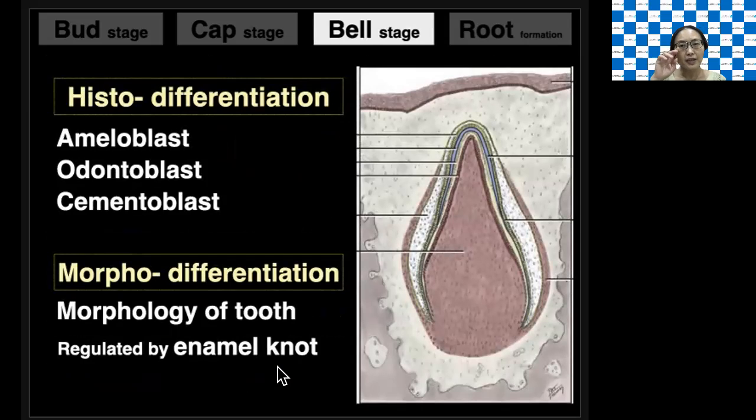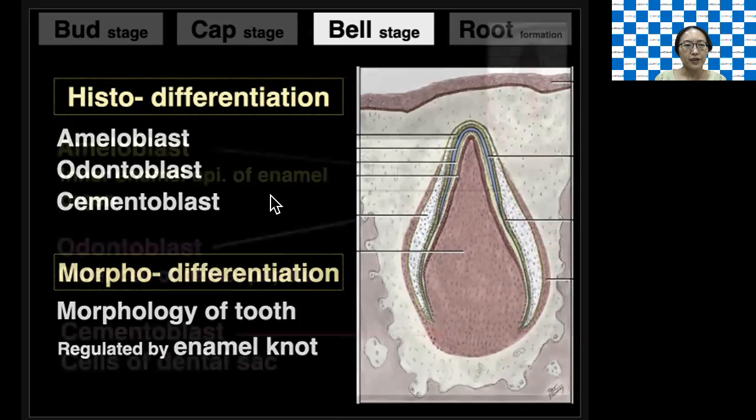So let's see more detail about the histodifferentiation and morphodifferentiation. Morphodifferentiation means determining the morphology of the tooth, and this is regulated by the enamel knot noted in the bell stage, with continuous differentiation and proliferation in the bell stage. And how about the histodifferentiation?